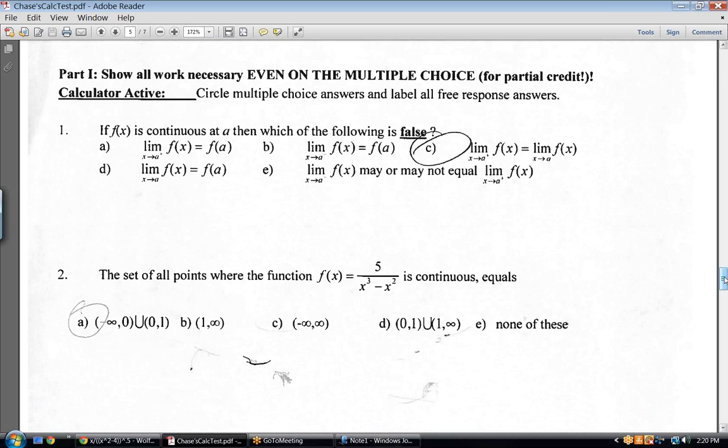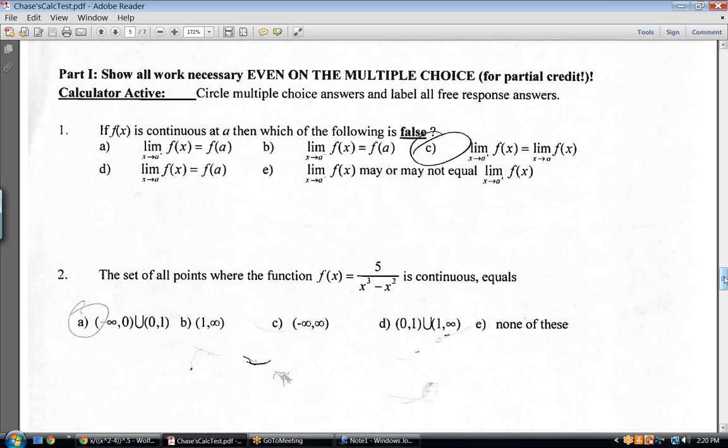Which of the following is false? Well, clearly A or B can't be the answer, right? Because if A is false, then B would have to be true. Either they're both false or they're both true. So that can't be the right answer.